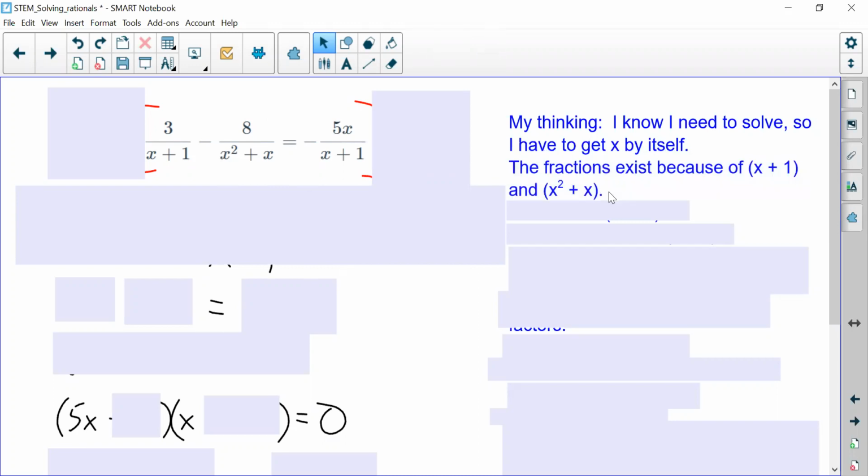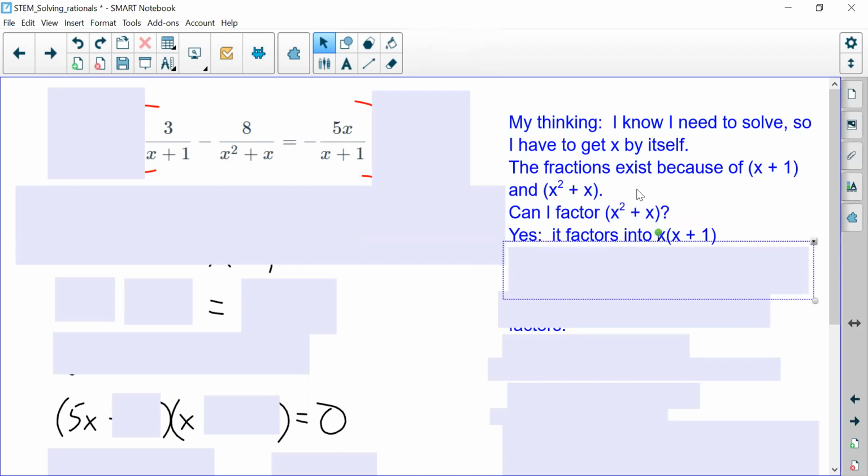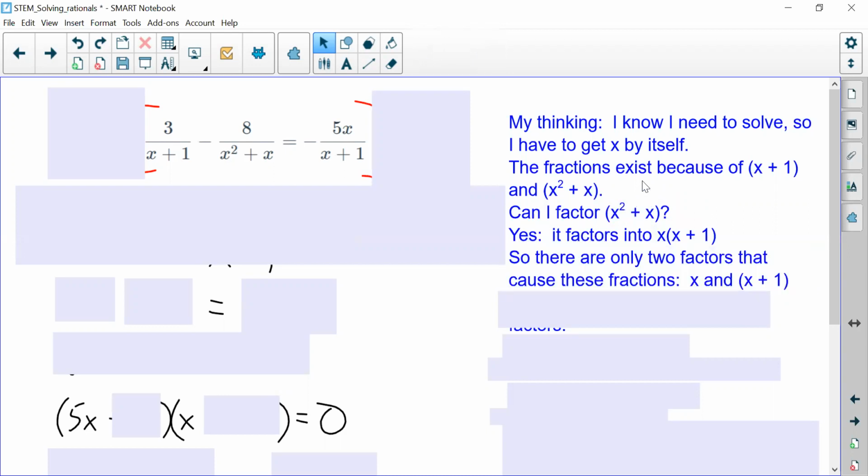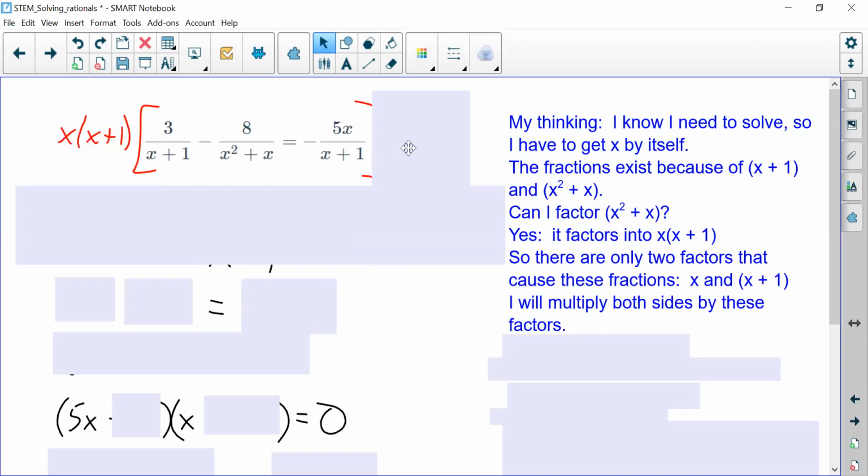All right, well, I've got these fractions. And the only reason I have fractions is because I'm dividing by x plus 1, I'm dividing by x squared plus x, and dividing by x plus 1 again. And I'm wondering, can I factor x squared plus x? And yeah, it factors into x times x plus 1. So there are only really two factors that cause those fractions, x and x plus 1. So I'm going to multiply everything, both sides of the equation, by x and x plus 1, the entire left side and the entire right side.